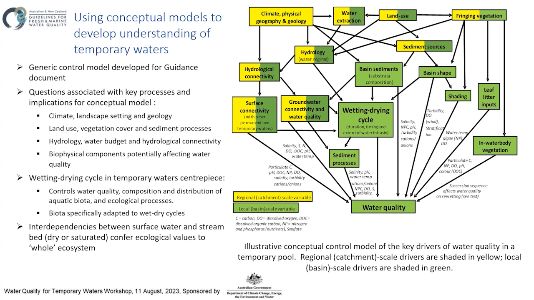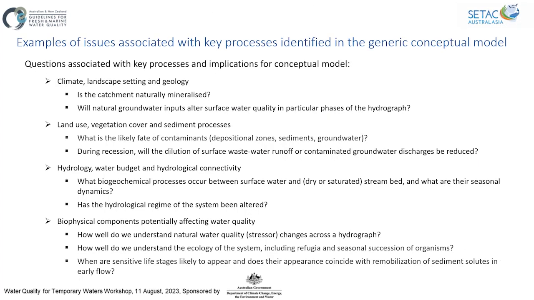But basically, if we look at those 4 attributes there, the climate, land use, etc., we can start to formulate questions against each of them. And I've just thrown in a few examples here, but there'll be many depending on the system. Is the catchment naturally mineralized? Do the organisms, for example, have some sort of pre-adaptation to slightly higher metals than other systems, or are the waters soft versus hard, etc.?